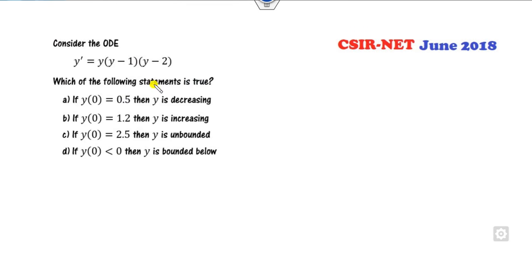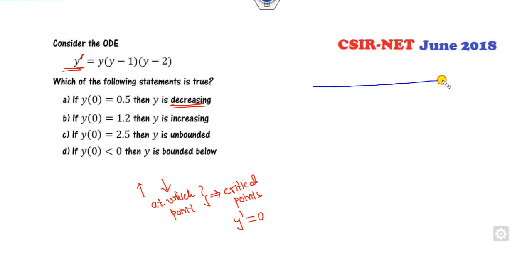Okay, look at this one. Which of the following functions are true? Increasing, decreasing, bounded, and here, now it's y dash. First of all, when will the function be increasing or decreasing, at which points? How can you check the increasing or decreasing? We always check the points which are called critical points. How can you find the critical points? We can take the first derivative to be 0, and it is already given as a derivative. So when will it be 0? Either y is 0, or y is 1, or y is 2.